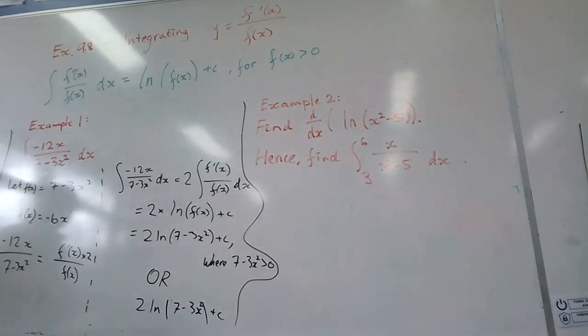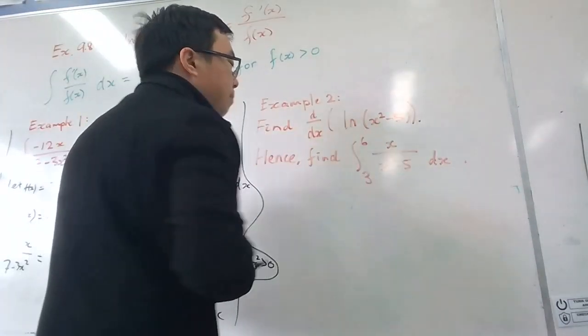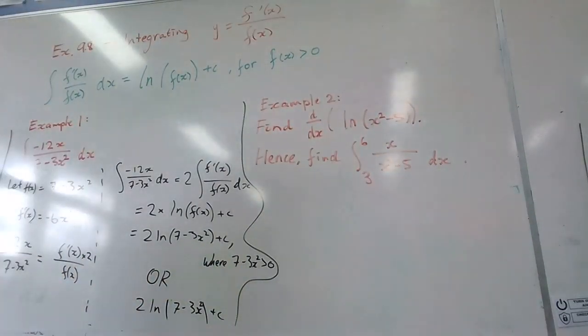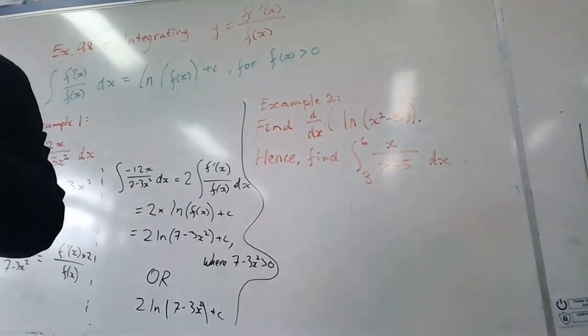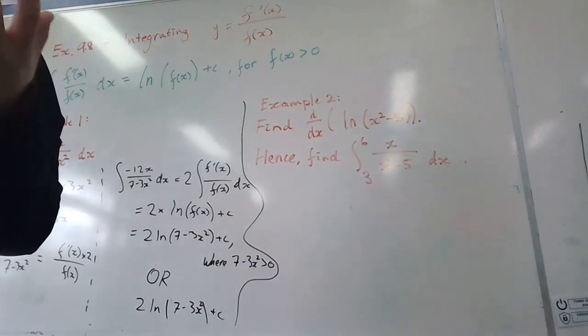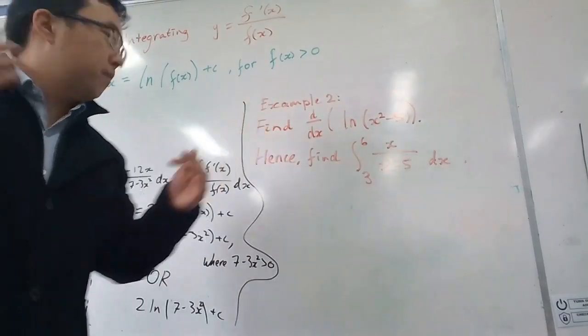Correct. The next component is more so anti-differentiation by recognition. It says find the derivative of ln x squared minus 5 and hence find this, right? Every time you see find the derivative, hence find this, it's integration by recognition. You should be first finding the derivative and then figuring out in what way we can manipulate that to look like this. That's pretty much what we're looking for.